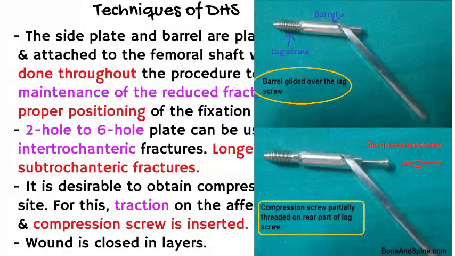This figure shows the barrel and the leg screw. The barrel will glide over the leg screw. And then lastly, compression screw is partially threaded on the rear part of the leg screw and inserted lastly after release of the traction.